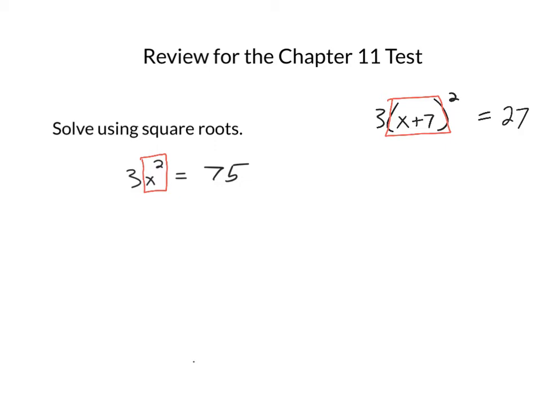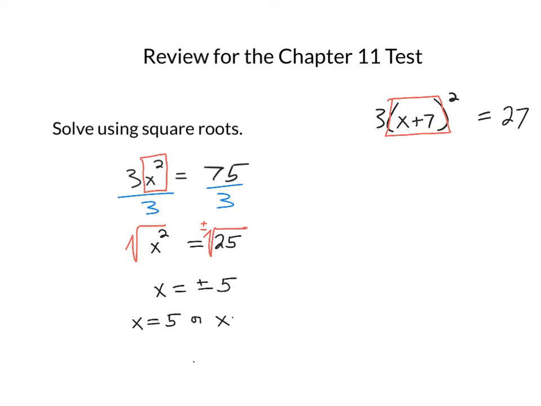But before you do that, you want to get rid of anything that's around that squared quantity. So the first thing we are going to want to do is divide by 3, because then I have x squared equals 25. The next step is to undo the square by taking the square root of both sides. And this is super important. Make sure you put in the plus or minus when you take the square root of both sides. Then I have x equals plus or minus 5. If you want to write it out, you can say x equals 5 or x equals negative 5.